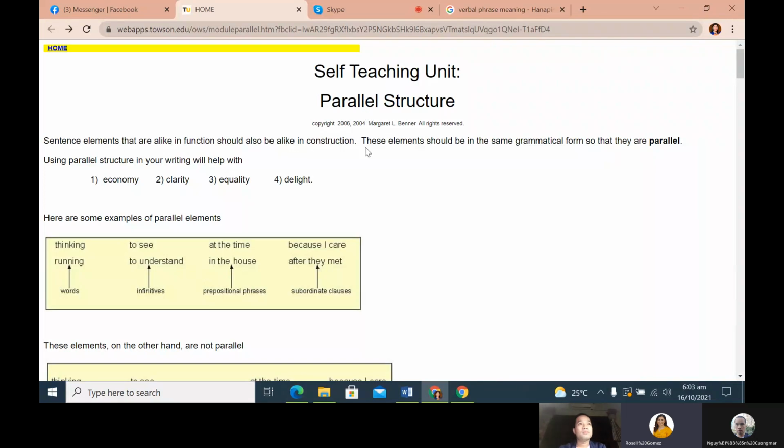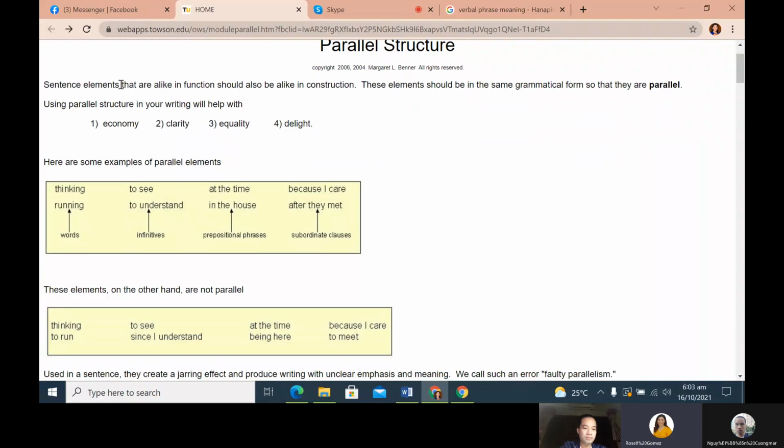Now, sentence elements that are alike in function should also be alike in construction. Okay? These elements should be in the same grammatical form so that they are parallel. Now, here are some examples of parallel words or parallel elements. Please read the words here.